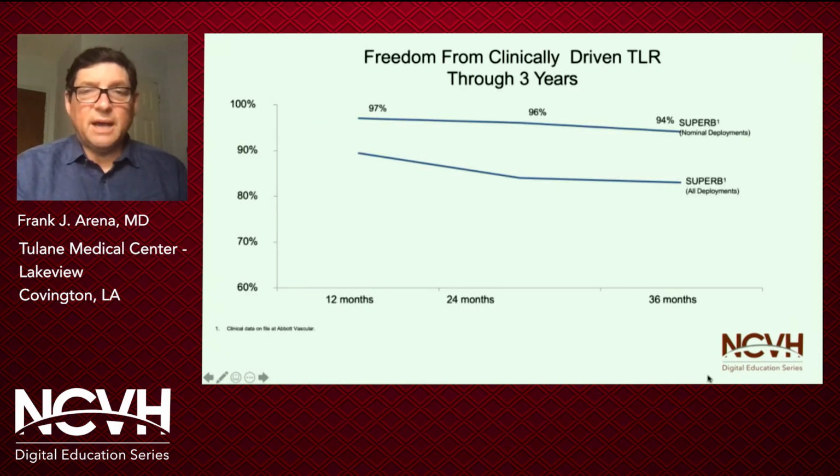Now, we talked about the nominal deployments earlier. So nominal means basically if you deploy the stent within 10% of its true length, of its normal length. As you can see, if you did place the stent well as nominal deployment, the Supera stent just performed superbly. If it was less than optimal deployment, there was some fall off in the performance of the stent, as you can see.